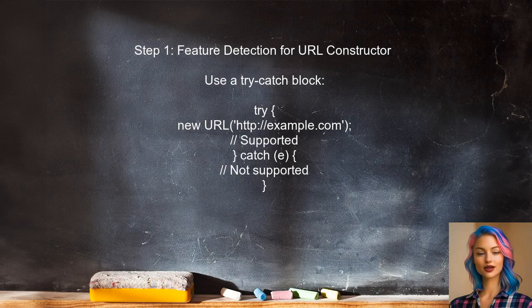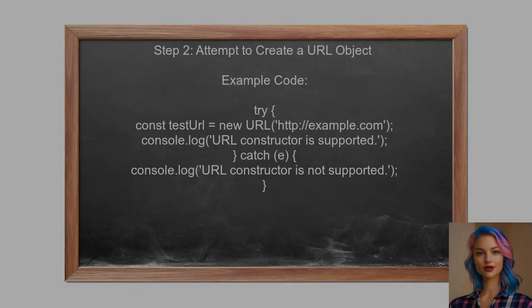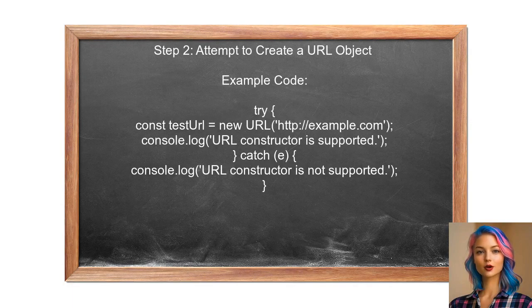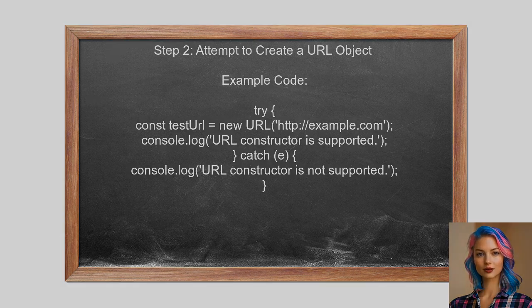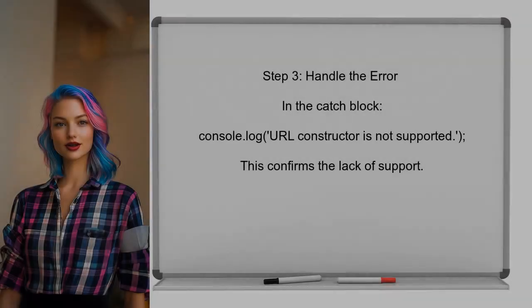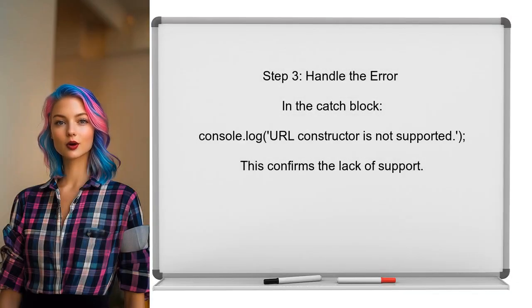To check if the URL constructor is supported by the user's browser, we can use a simple feature detection technique. This involves using a try-catch block to attempt creating a new URL object. In the try block, the user should attempt to create a new URL object with a sample URL string. If the browser supports the URL constructor, this will succeed without throwing an error. If an error is thrown in the catch block, it indicates that the URL constructor is not supported by the user's browser. This is a straightforward way to determine support.